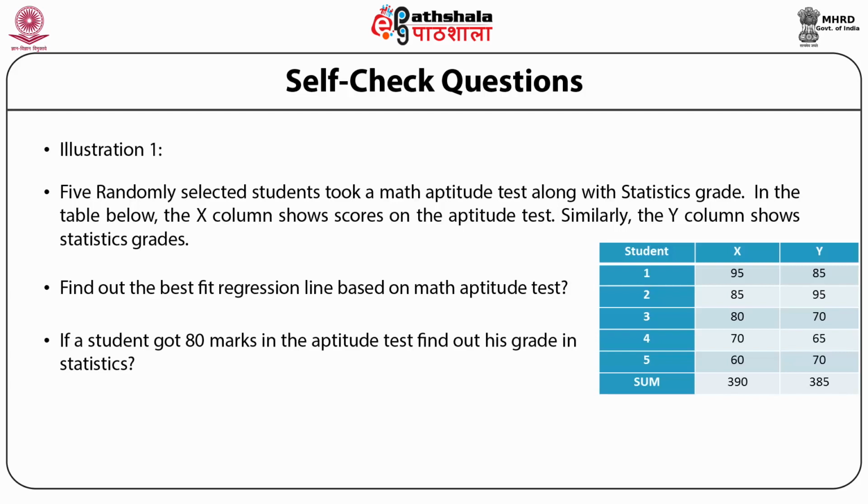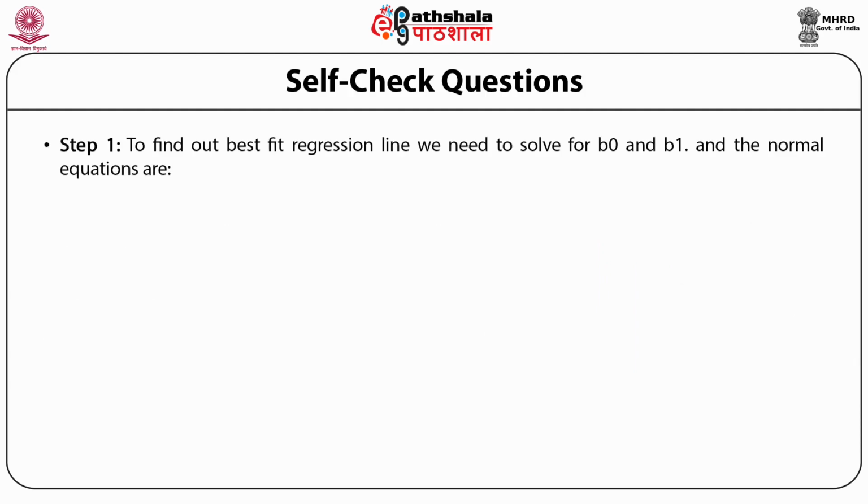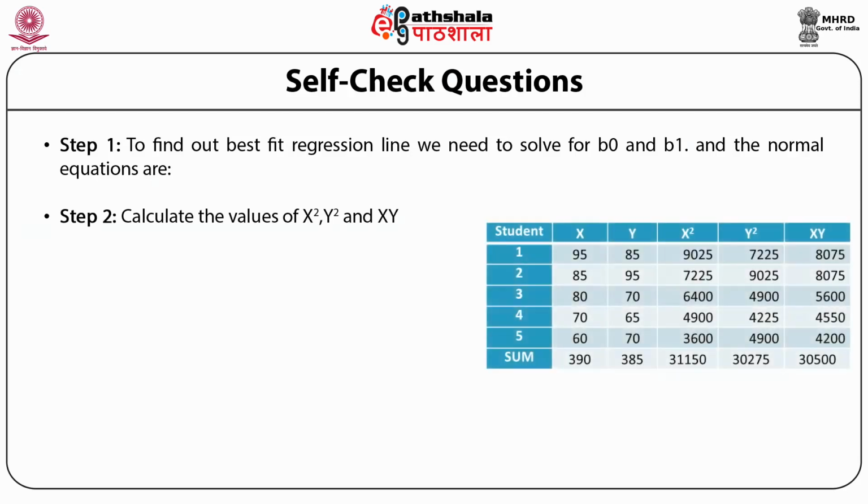We know the regression equation of y on x is y cap equal to b0 plus b1x. Now we are going to solve for the values of b0 and b1. The two equations we discussed above are sigma y equal to na plus b sigma x, and sigma xy equal to a sigma x plus b sigma x square. Based on the table, we calculate the values of sigma x, sigma y, sigma x square and sigma xy.